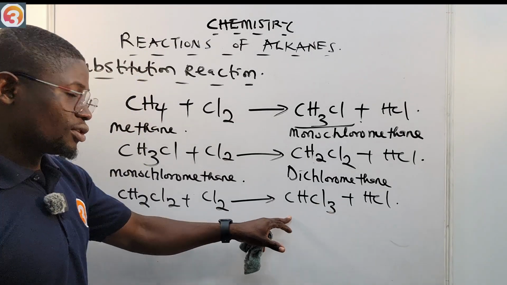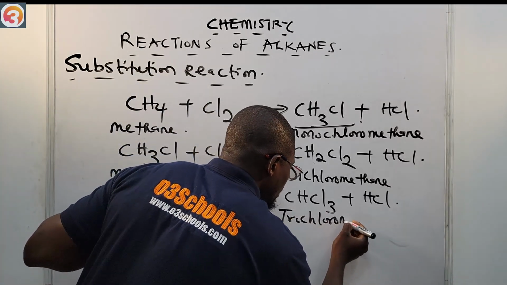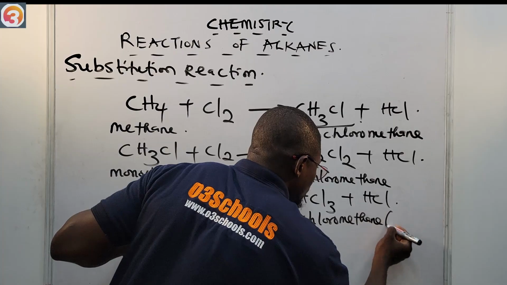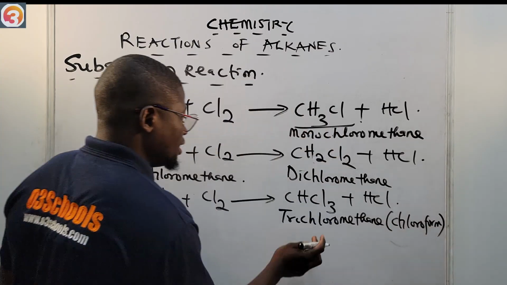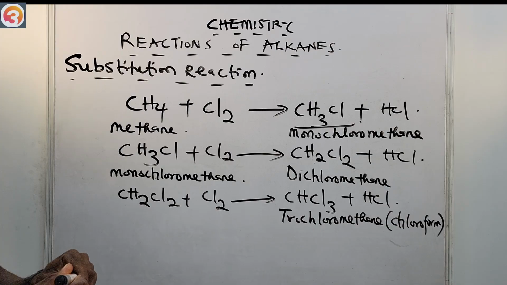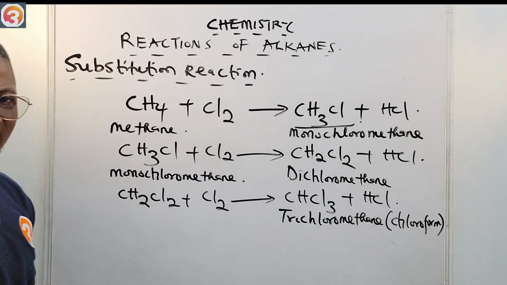CHCl3 plus HCl. This is called what? Trichloromethane. It's also called chloroform. All right, so this is the formula for what? For chloroform. Take note of that. This is trichloromethane or chloroform. That is the third stage of the reaction.